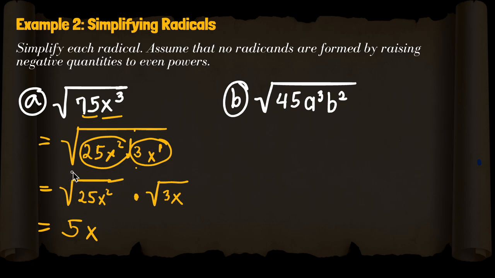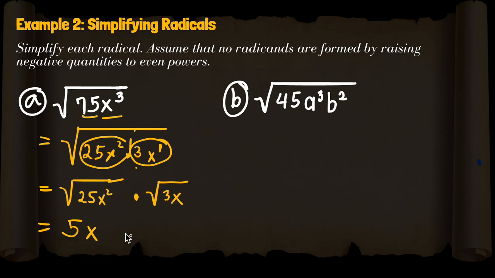Actually, parang nawala dito yung radical sign, no? Nawala yung radical sign, kasi kinuha natin square root of 25, that is 5. Square root of x squared, that is x. Okay? Then, after that, ito naman yung square root of 3x ang simplify natin.